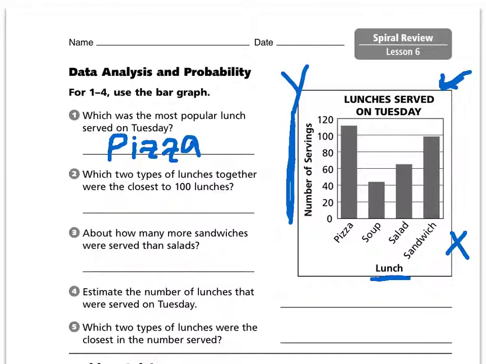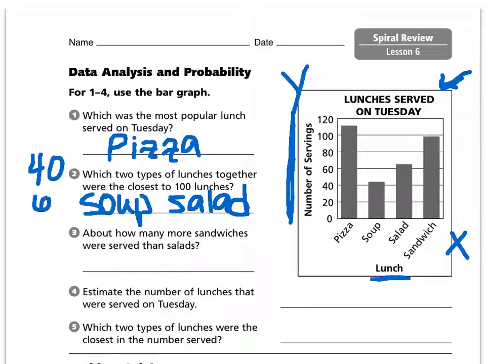Which two types of lunches together were the closest to 100 lunches? Well, I know that pizza is already over 100, and I know that sandwich is just under 100. So that means I'm going to have to add soup and salad together in order to get around 100. I know that it's about 100 because soup is just over 40 and salad's just over 60. And if I added 40 plus 60, I would get 100.